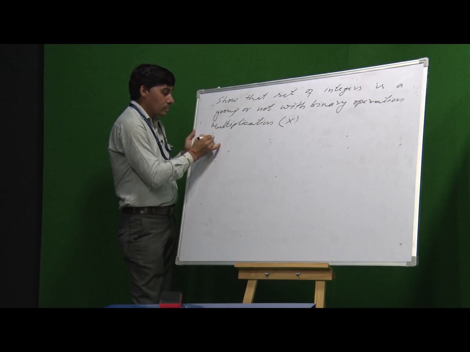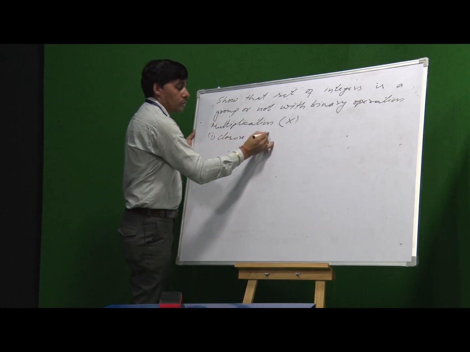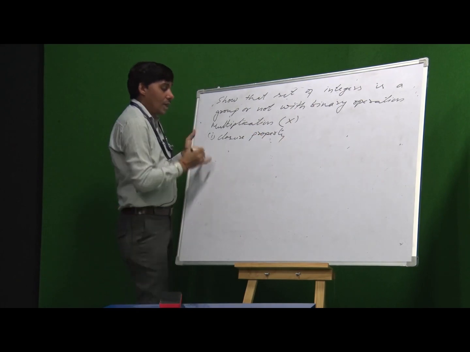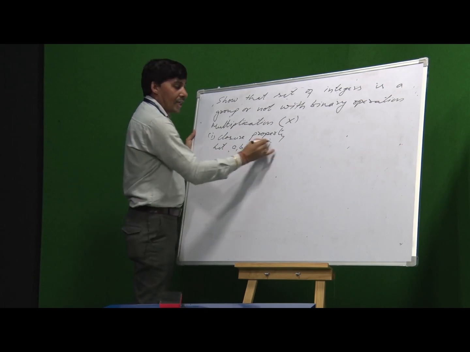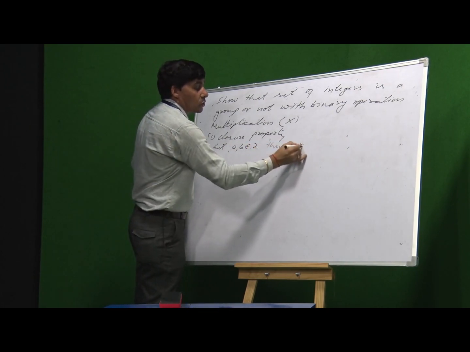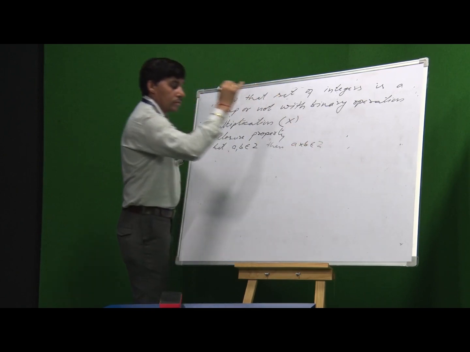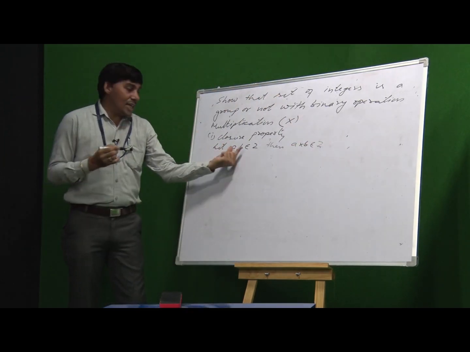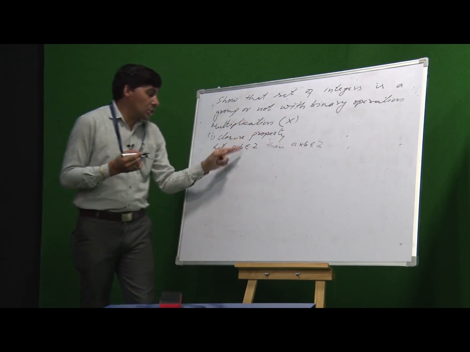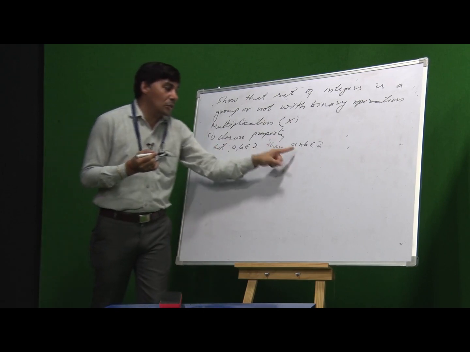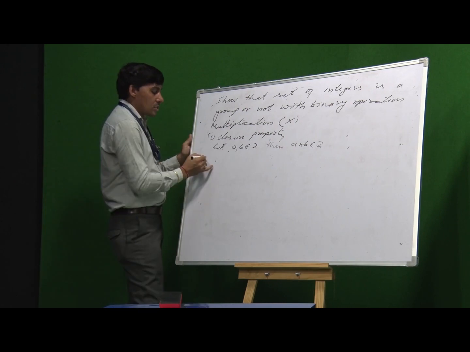The first one, closure property. Let A, B belong to Z, then A into B also belongs to Z. A and B are two integers. We apply the multiplication on these two integers, that means A into B, and the resulting one is also an integer. So closure property is satisfied.